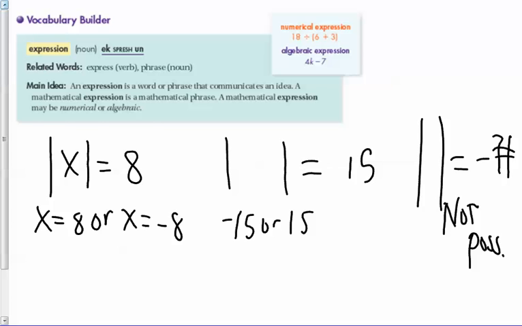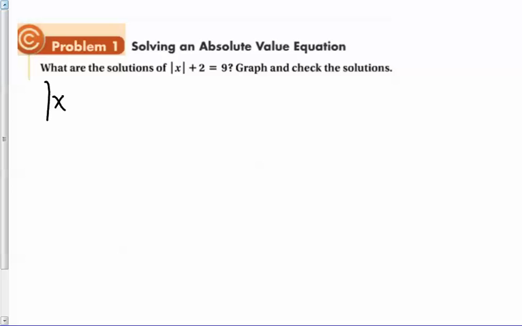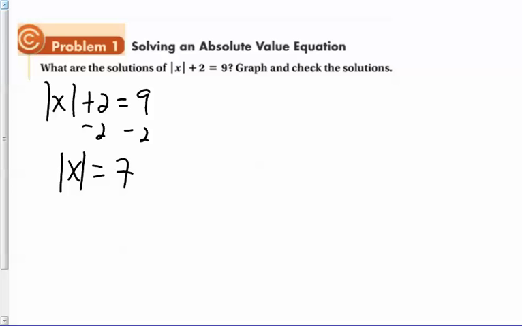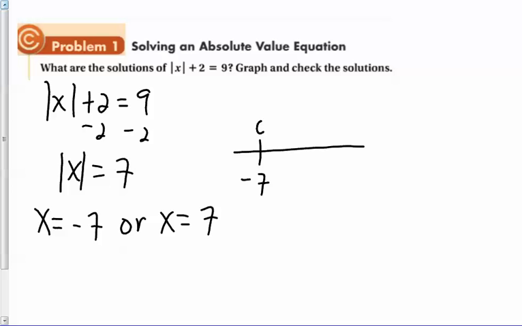So let's go back to our problem. Here you have the absolute value of x plus 2 equals 9. You want to get the absolute value completely by itself, so subtract 2. Now you've got the absolute value of x equal to 7. Ask yourself, what two values are 7 ticks from 0? One is -7, and the other is +7. If you graph your solution, you have -7, solid circle because it's equal to, and 7 right there. Those are your answers. Why don't you take a moment, pause the video, do the got it, and I'll see you back here in a minute.